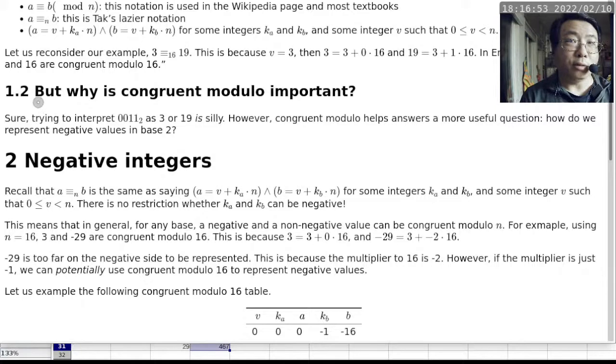All right. So section 1.2 is basically saying, this is all kind of interesting stuff to look up when you have time. But why is it applicable in this class? Well, it is applicable not because 3 and 19 are both represented as 0011 in base 2, because that's basically how 3 is represented as a 4-bit number. Congruent modulo notation helps answer a more useful question: how do we represent negative values in base 2?